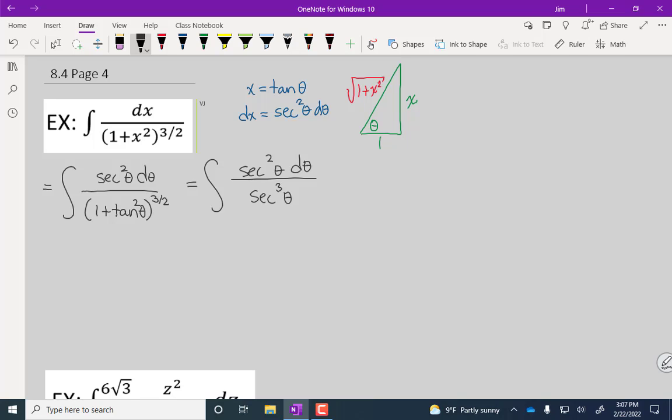So this all reduces to cosine. Two secants cancel. 1 divided by secant is cosine. We're left with a secant in the bottom. Move it to the top, and it becomes a cosine. It's a reciprocal. Reciprocal of secant is cosine. Now, actually, this one's probably the fastest one. Sine of theta plus c.